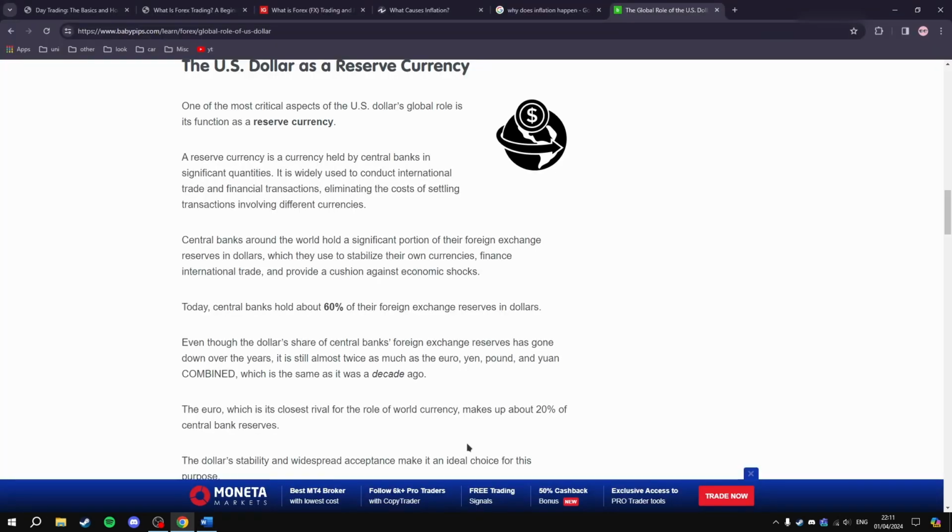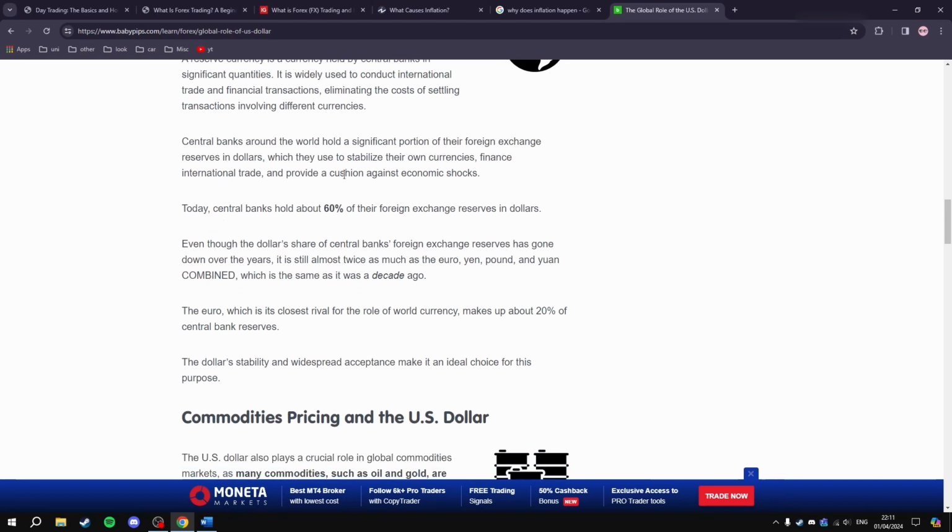It is widely used to conduct international trade and financial transactions, eliminating the cost of settling transactions involving different currencies. Central banks around the world hold a significant portion of their foreign exchange reserves in dollars, which they use to stabilize their own currencies, finance international trade, and provide a cushion against economic shocks.